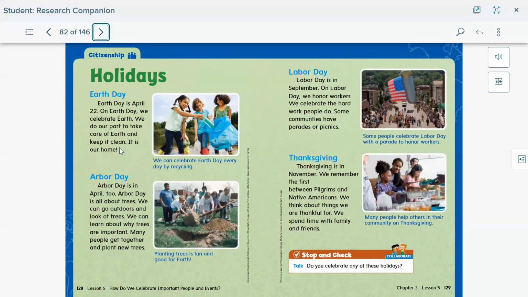Earth Day. Earth Day is April 22nd. On Earth Day, we celebrate Earth. We do our part to take care of Earth and keep it clean. It's our home. We can celebrate Earth Day every day by recycling.